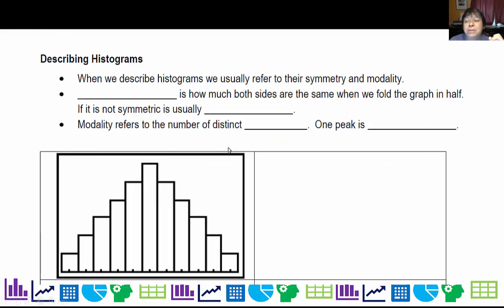You need to be able to describe a histogram in terms of symmetry and modality. Symmetry is how much both sides are the same when we fold the graph in half. So if you take the left half and put it over the right or the right over the left, and how much they match, that's how symmetric they are. Now, if it's clearly not symmetric, then it's skewed. And then the other thing you need to tell me about is modality, which is a number of distinct peaks. One peak is unimodal, all right?